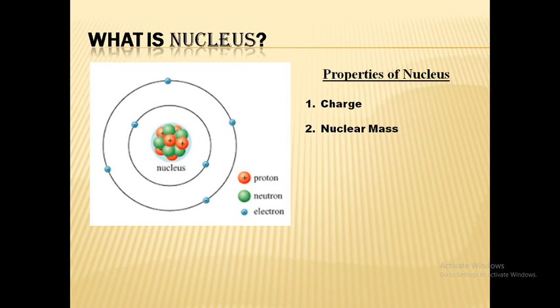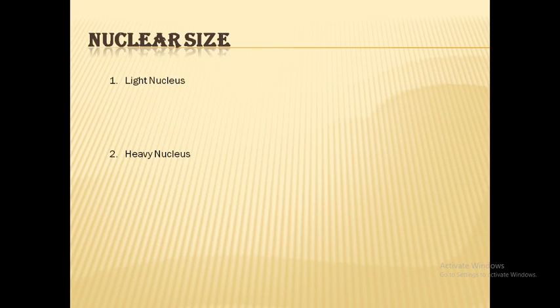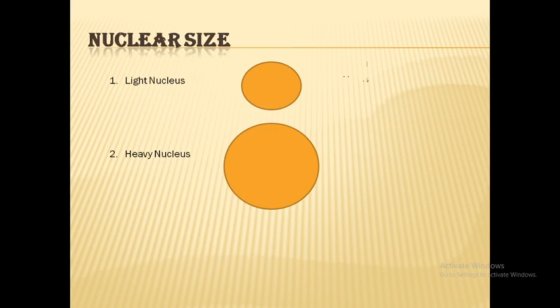The next property of nucleus which we are going to deal with here is nuclear size. Nuclear size can be explained with the help of lighter nuclei and heavy nuclei example. In case of lighter nuclei, the A value, that is atomic mass, will decrease as the number of protons and neutrons decreases, whereas in heavy nucleus the A value, that is atomic mass, increases with the increasing number of protons and neutrons. So the volume is proportional to size.